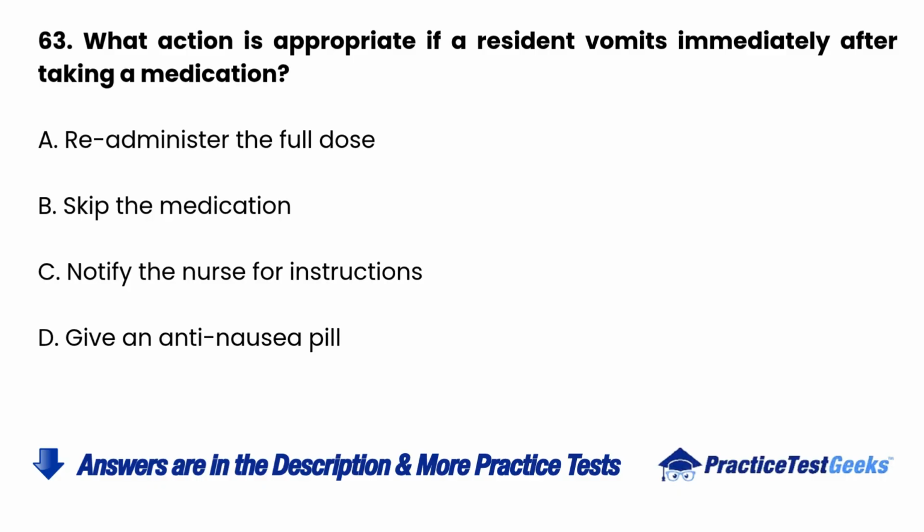63. What action is appropriate if a resident vomits immediately after taking a medication? A. Re-administer the full dose. B. Skip the medication. C. Notify the nurse for instructions. D. Give an anti-nausea pill.